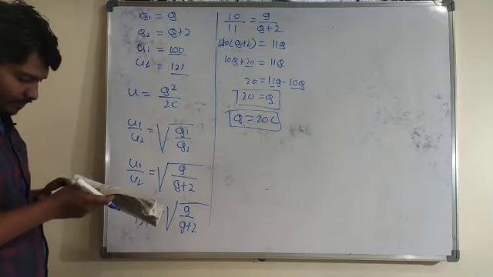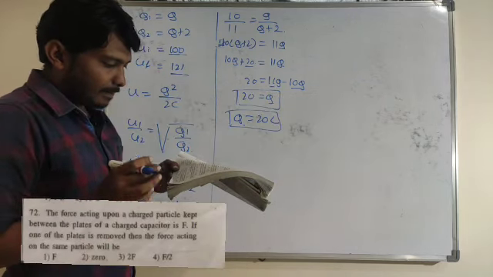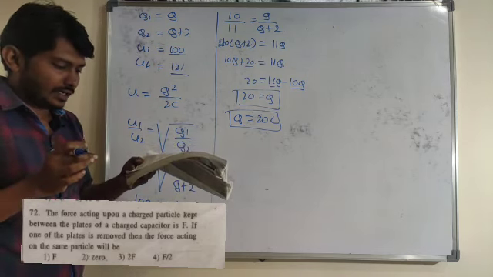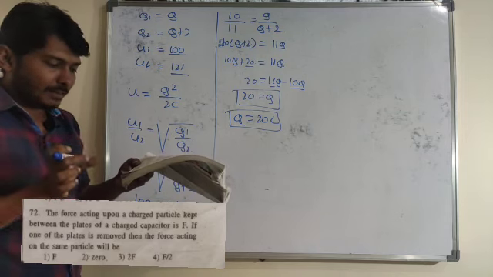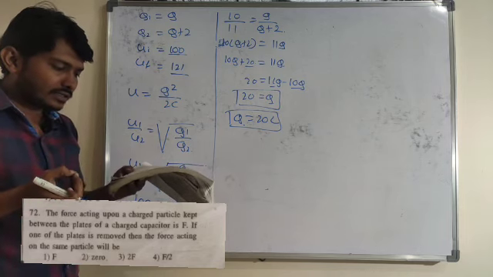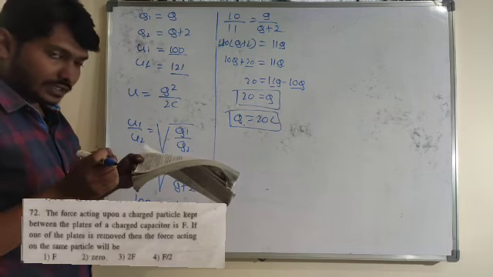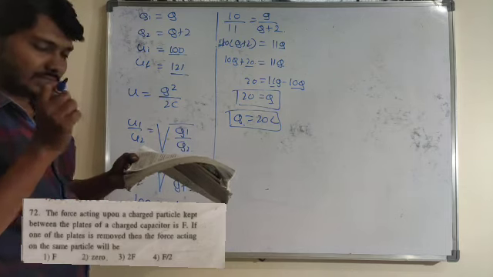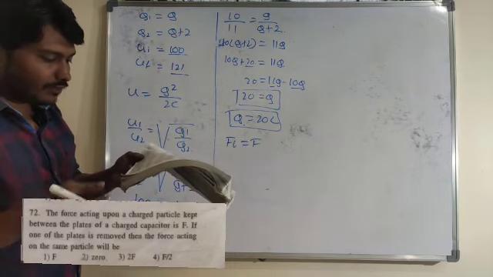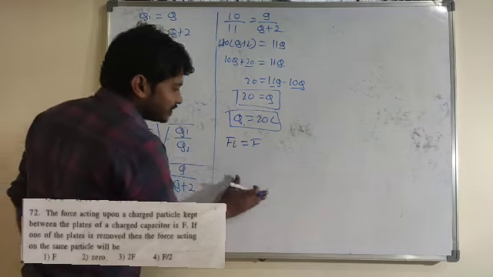Let's look at the next one. The force acting upon a charged particle kept between the plates of a charged capacitor is F. So two plates are there, and the force that exists on the particle between the plates is F. If one of the plates is removed, then the force acting on the same particle will be? I will read out the question once again: the force acting upon a charged particle kept between the plates of a charged capacitor is F. So the initial force is F.